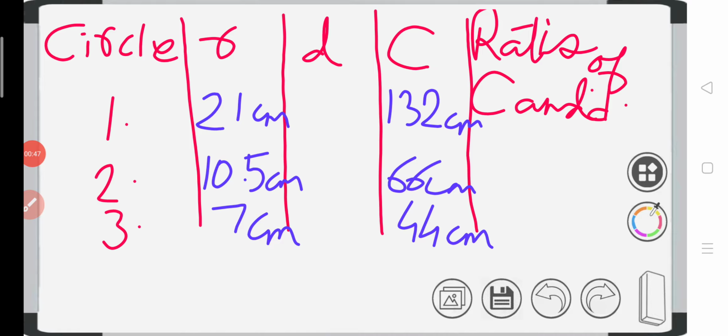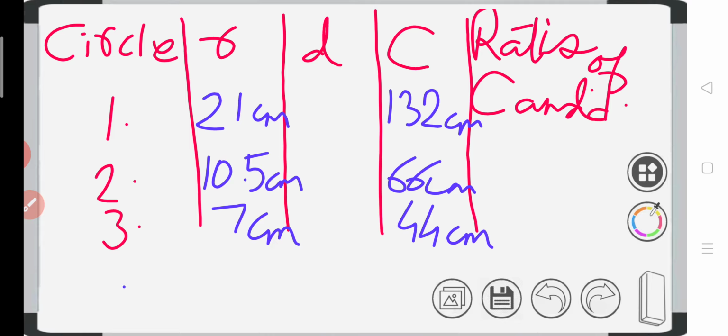Now you can see that there are columns in which the first column is circle, the second column is representing radius, the third one is diameter, the fourth one is representing circumference, and the last one is representing the ratio of C and D. Ratio of C and D means C will be in numerator and D will be in denominator.